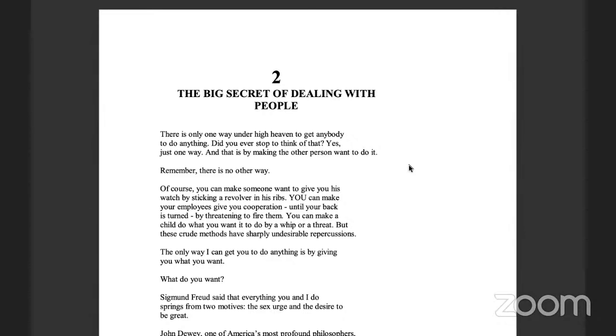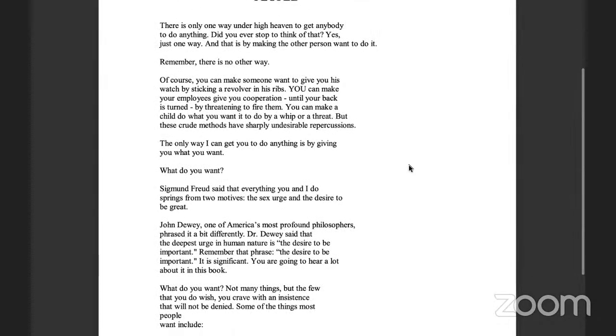Of course, you can make someone want to give you his watch by sticking a revolver in his ribs. You can make your employees give you cooperation until your back is turned by threatening to fire them. You can make the child do what you want it to do by a whip or a threat. But these crude methods have sharp, undeniable repercussions. The only way I can get you to do anything is by giving you what you want.